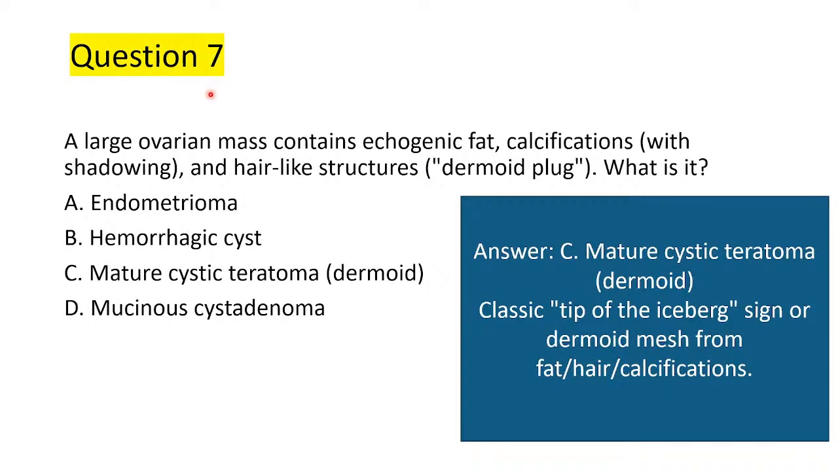Question number 7. A large ovarian mass contains echogenic fat, calcifications with shadowing, and hair-like structures, which is the dermoid plug. What is it? A. Endometrioma. B. Hemorrhagic cyst. C. Mature cystic teratoma, which is the dermoid. D. Mucinous cystadenoma. So our answer is C.